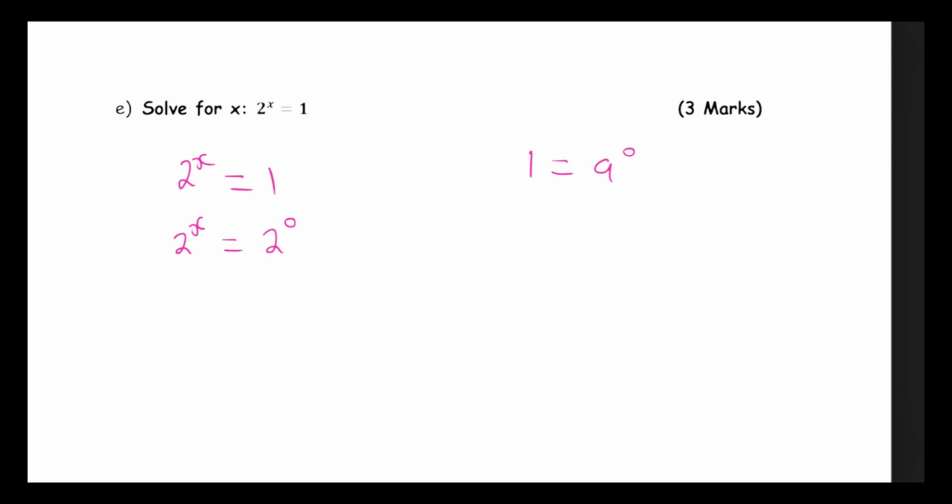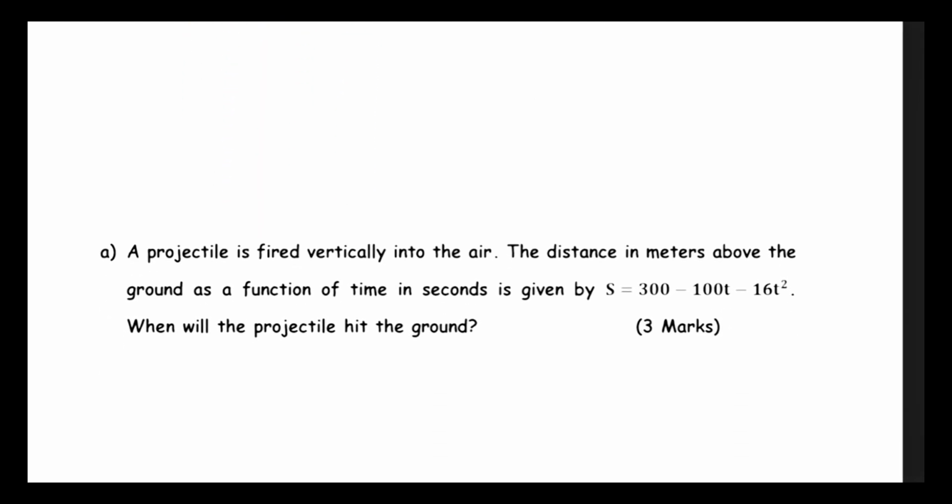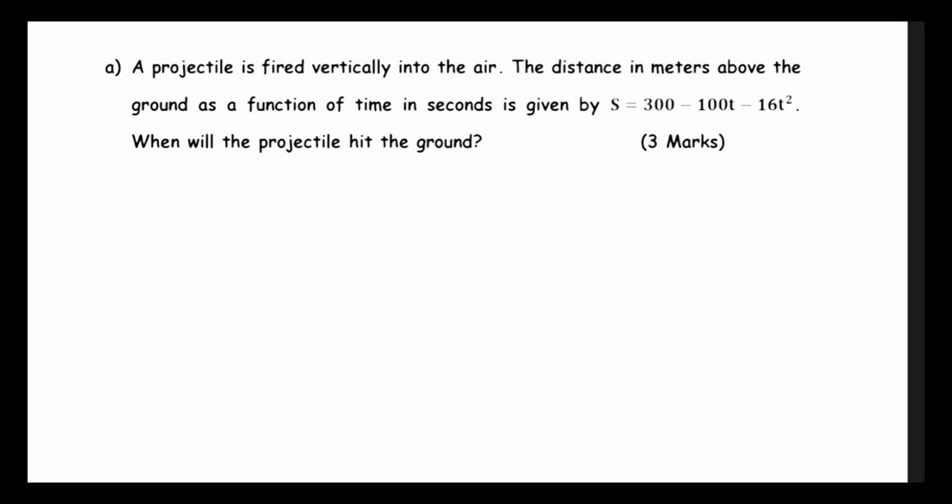Now if you observe both sides of this equation, you realize that the bases are the same, that is 2 is equal to 2. Therefore, the powers are also the same, so that x is equal to 0. So the solution to this equation is that x is equal to 0. Let us move on to the next question.